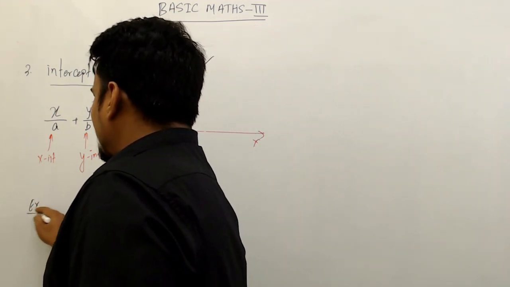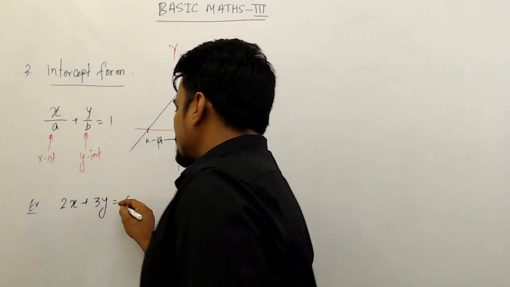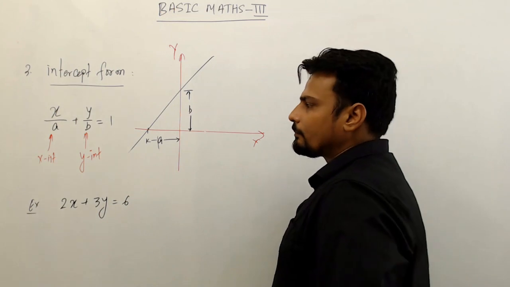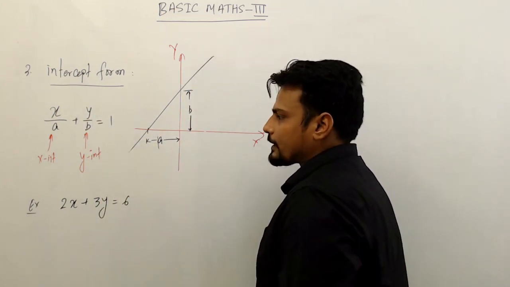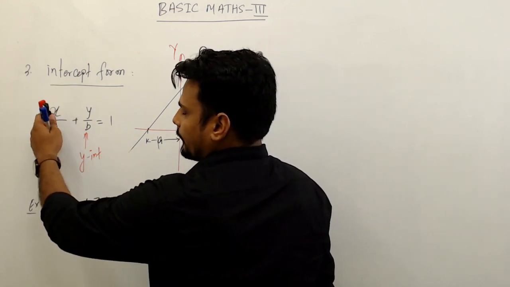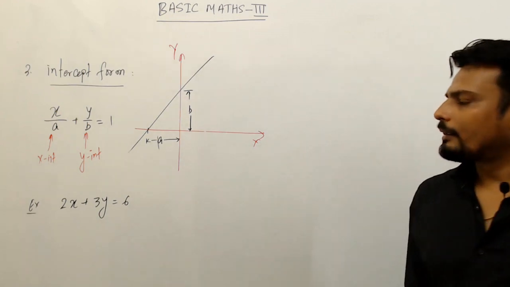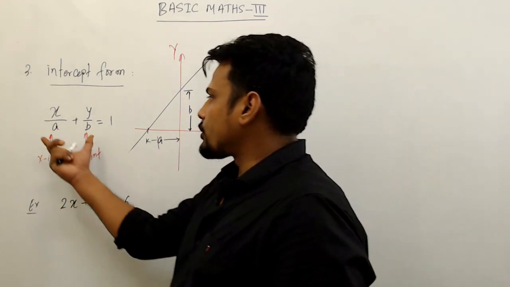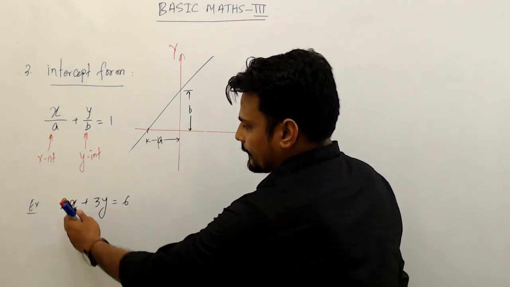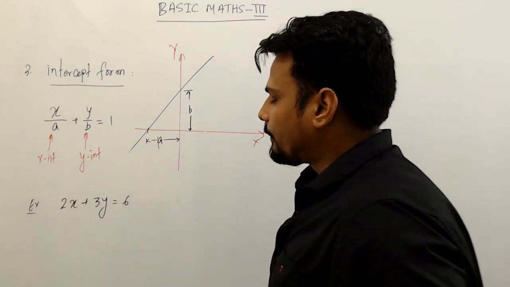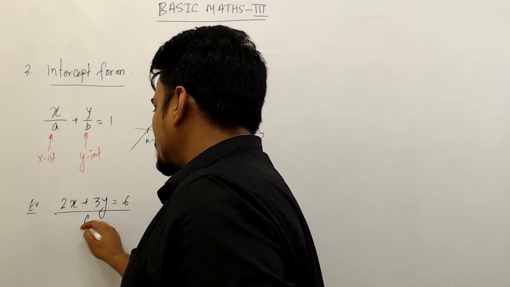So, let's say, in the same example, we have 2x plus 3y equals 6. Now, one thing you must make sure is that 1 should be there on the right hand side of the equation, and everything that is a coefficient of x and y should be in the denominator. There's nothing that should remain as a multiplication with x and y. Everything should be in the denominator with 1 being on the right hand side. If I look at this one, I must divide by 6 to get 1 on the right hand side. So let me just divide everything by 6.